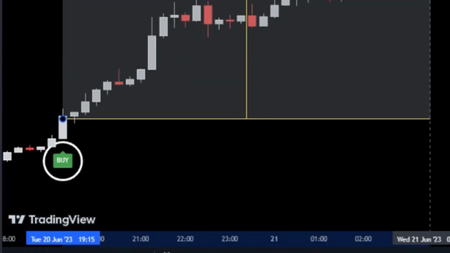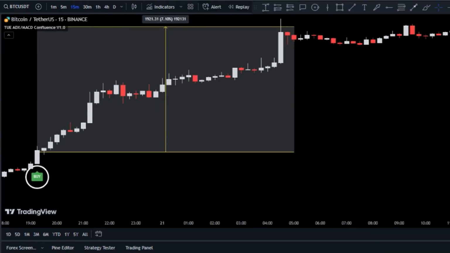Now that we've got our indicator all set up, we can start using the signals it provides for entry and exit points.